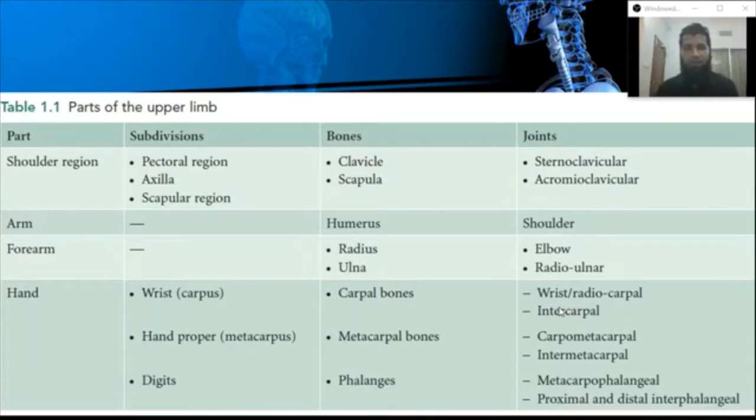You will be asked in the Viva examination: is there any contribution of the ulna in the wrist joint? The answer is no. There is no contribution of the ulna in the wrist joint. Only the radius and carpal bones are engaged in the formation of the wrist joint. Then there are the intercarpal joint, carpometacarpal joint, intermetacarpal joint, metacarpophalangeal joint, and proximal and distal interphalangeal joints. Moving on to the next slide.